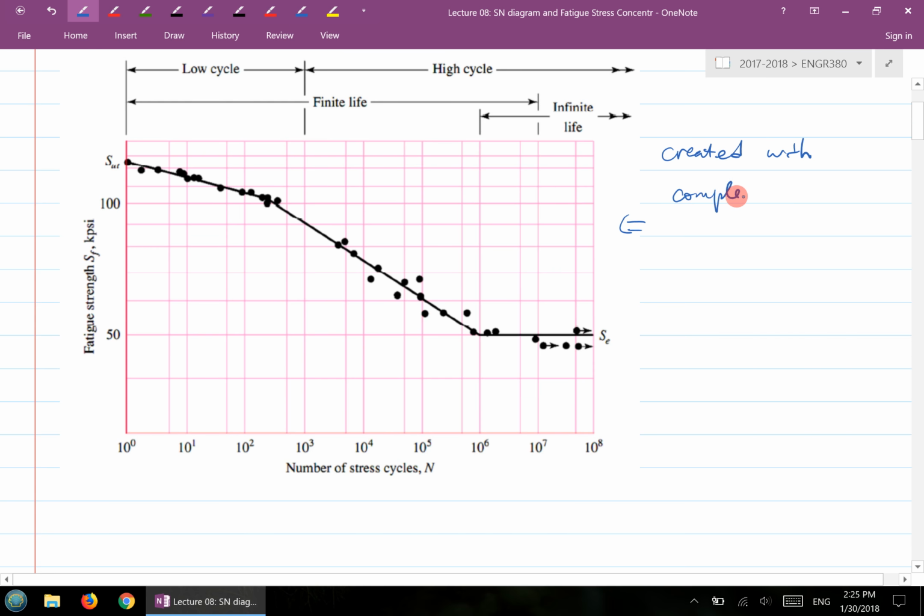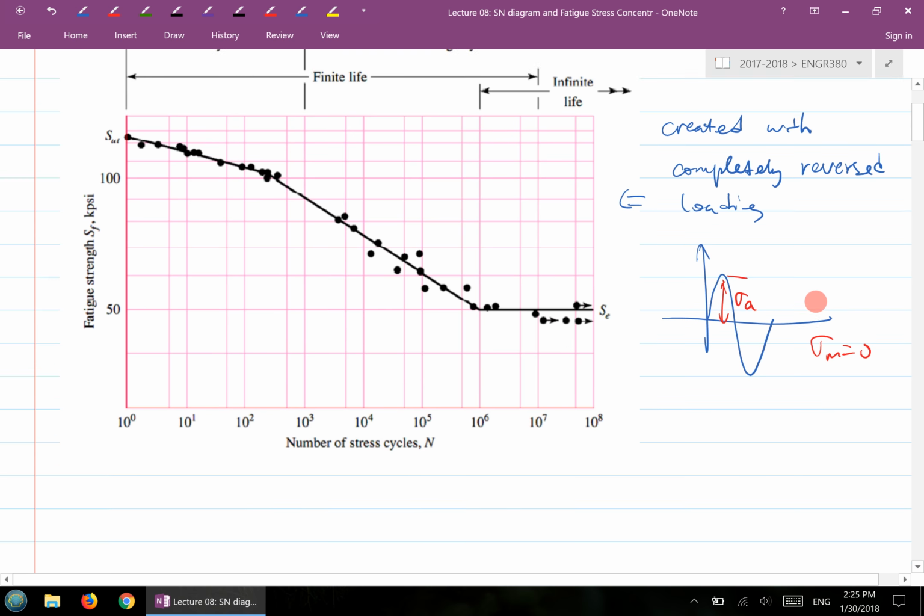completely reversed loading. That basically means you have a stress like this, corresponding to a stress amplitude sigma A, and your mean value sigma m is simply 0.